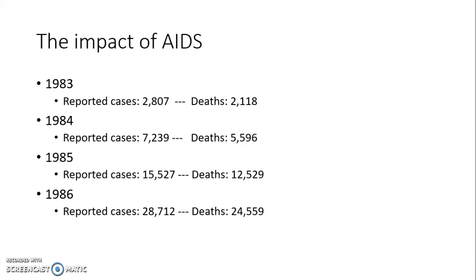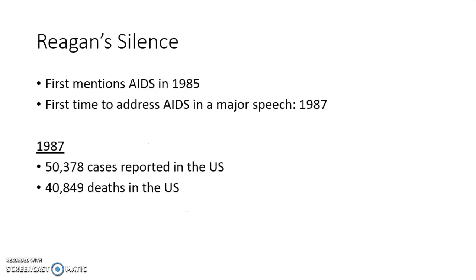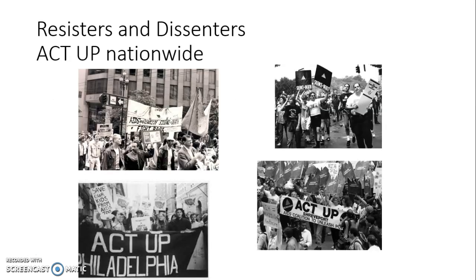You can look at this timeline here, year by year, the number of reported cases and the number of deaths reported that year. You can pause these screens if you want to see this in more time. This is what I just referenced with Reagan first finally mentioning AIDS in a major speech in 1987. So it took a very long time for the government to respond to this crisis that was happening.